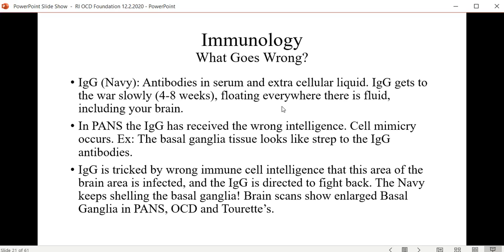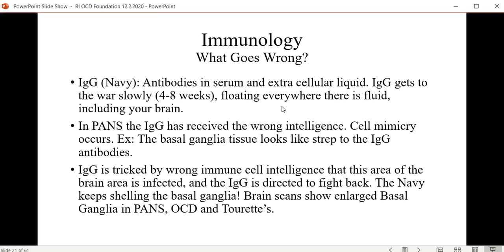So I tell the kids, your brain is getting the wrong intelligence. The Navy keeps shelling it, except it's not supposed to. The body has been tricked into believing that this is what you're supposed to be doing. And the evidence I show kids is there's a picture. If you look up NIH, Thomas Insel, an article, INSEL, he published a very brief article, but it showed a picture of the basal ganglia before and after treatment, and it is swollen before treatment.